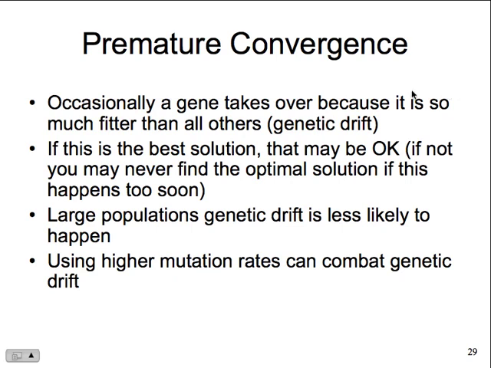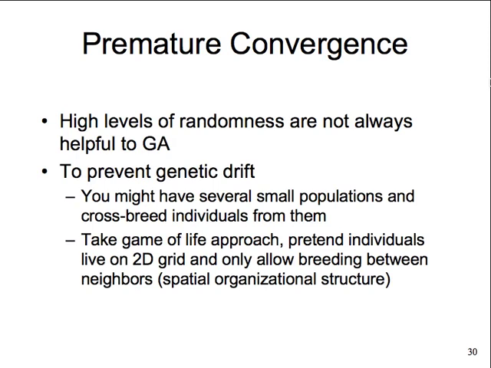Genetic drift is less likely to happen in a large population, if we have a larger population pool, we don't select out as much, and using higher mutation rates can combat genetic drift. So we put in some of the slower runners, and we make some of the faster runners slower in terms of our generations or our gene pools. So high levels of randomness are not always helpful as well.